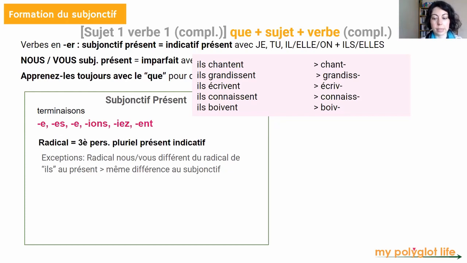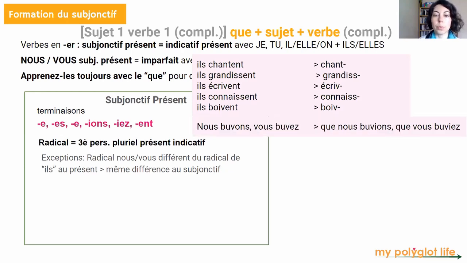In the present tense, when the radical of nous and vous is different from the radical for il and elle in the plural, this difference stays in the subjunctive. So that's my example with boire. Ils boivent. The subjunctif will be que je boive, que tu boives, qu'il boive, and qu'ils boivent in the plural. With nous and vous, it becomes que nous buvions, que vous buviez, modeled on the present.